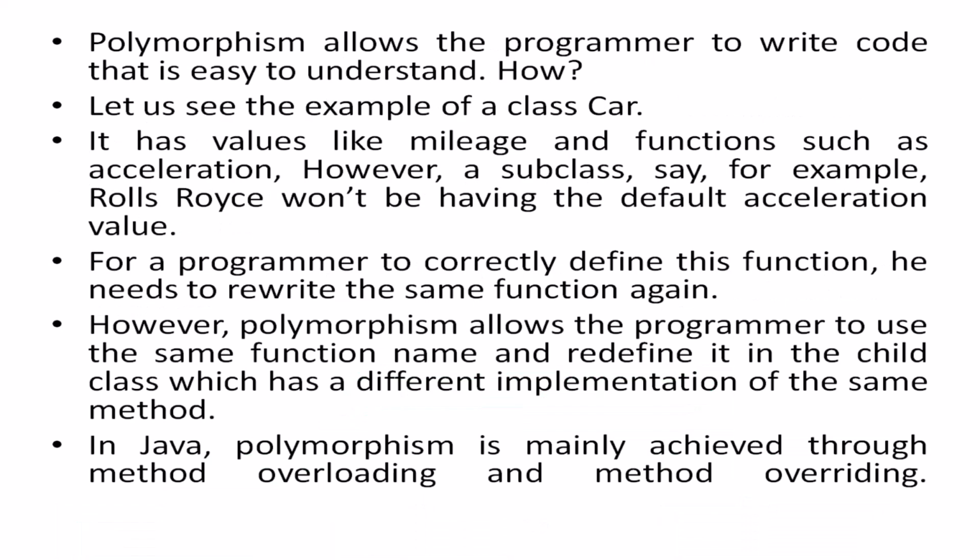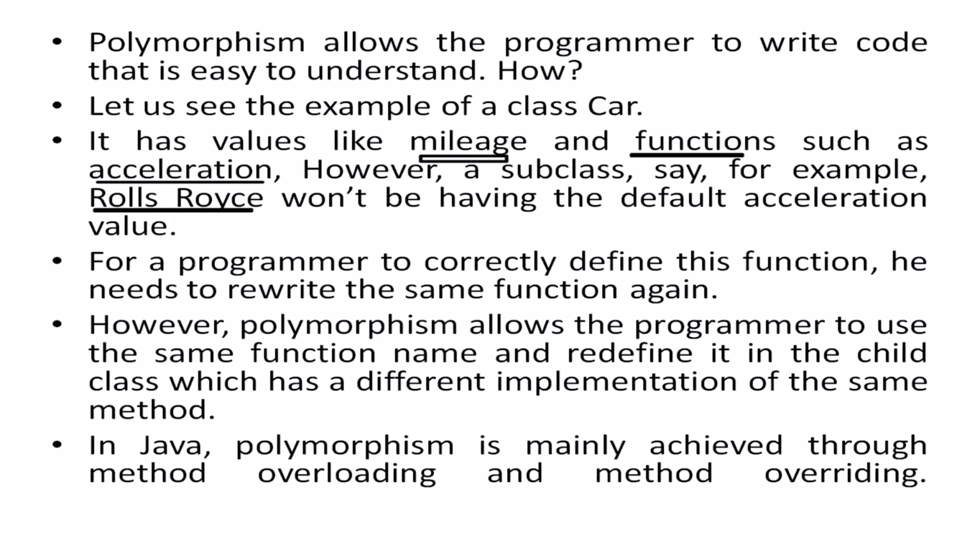Polymorphism allows the programmer to write code that is easy to understand. Let us see the example of class car. It has values like mileage, and functions such as acceleration. However, a subclass Rolls-Royce won't have the same default acceleration value.